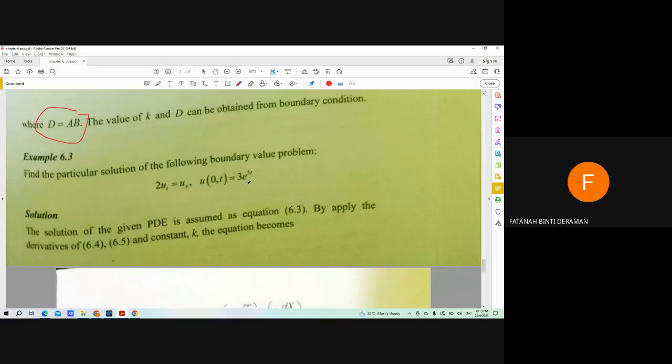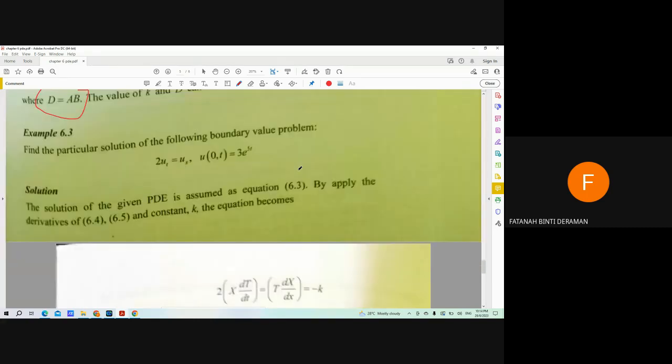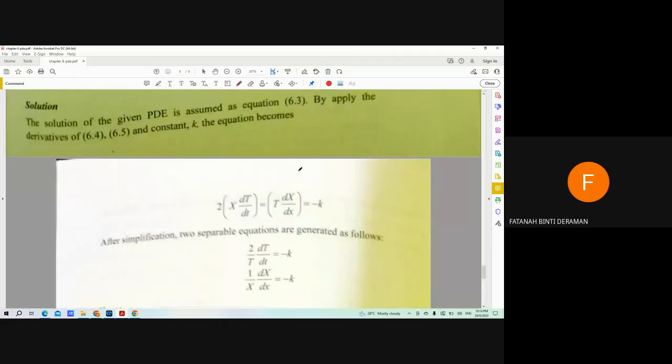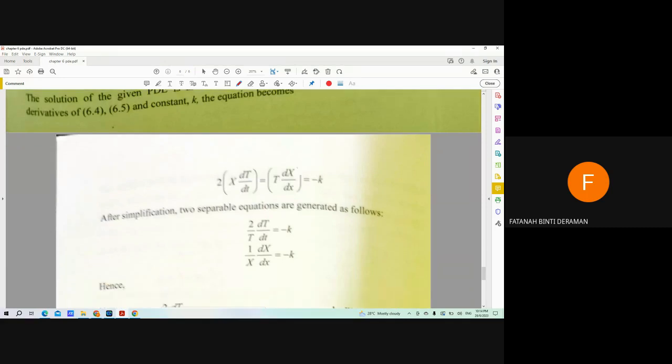So this is the example. We will find a particular solution of the following boundary value problem, where we have 2Ut equals Ux, and then U(0,t) equals 3e^(-5t). Okay. So, okay, first of all, we apply the formula.